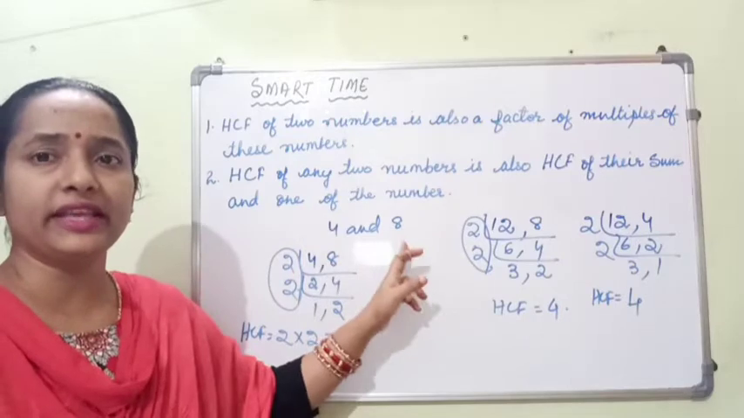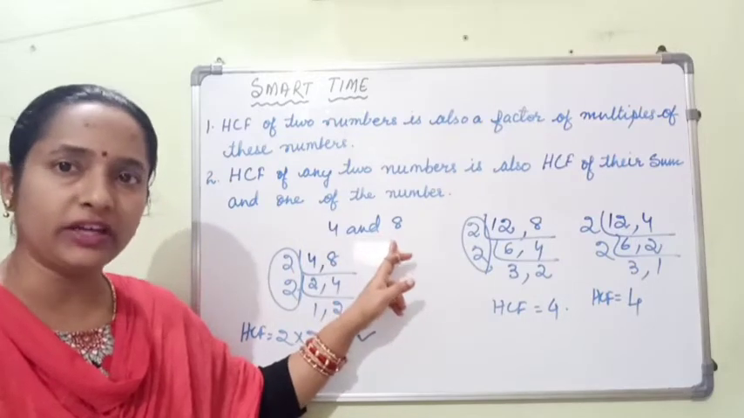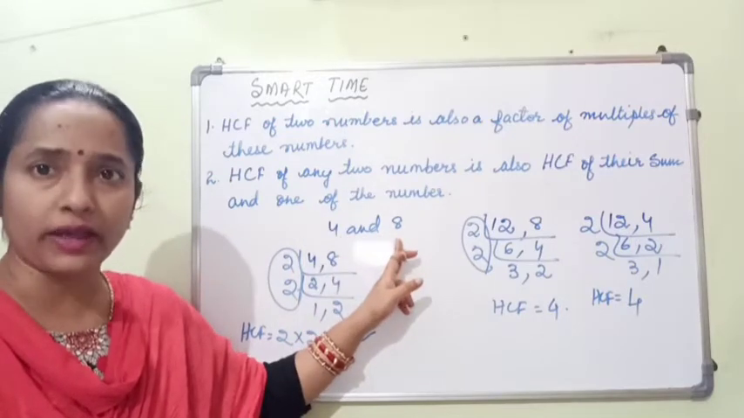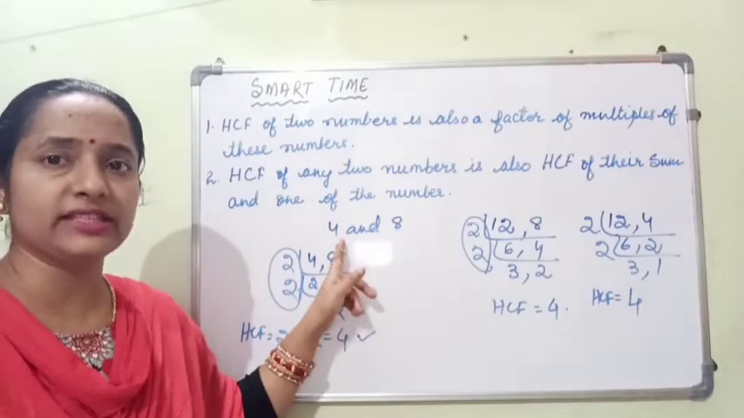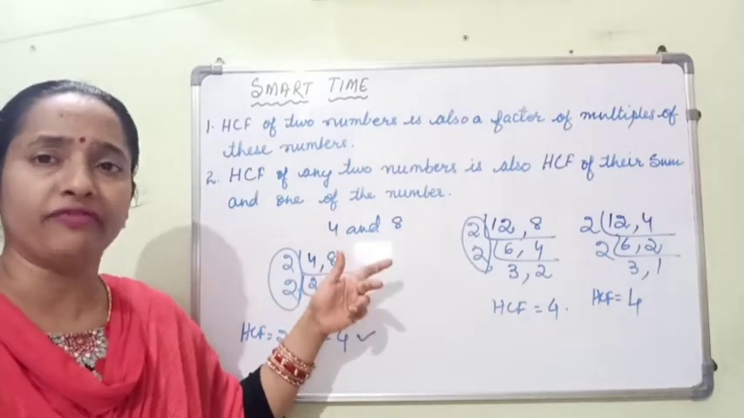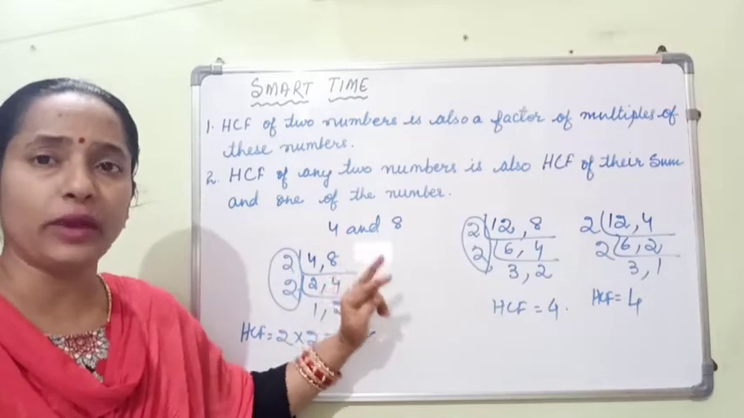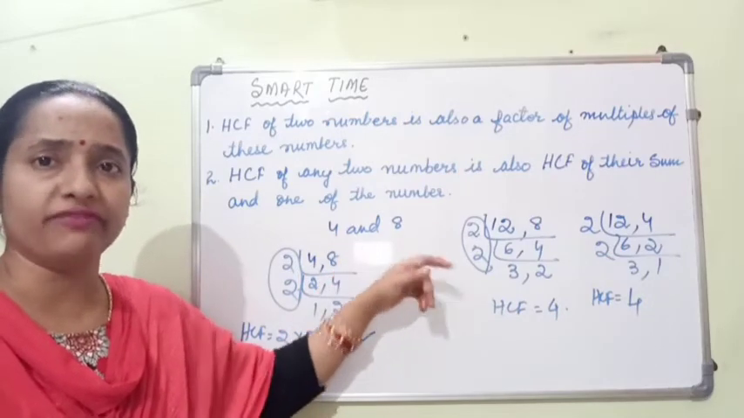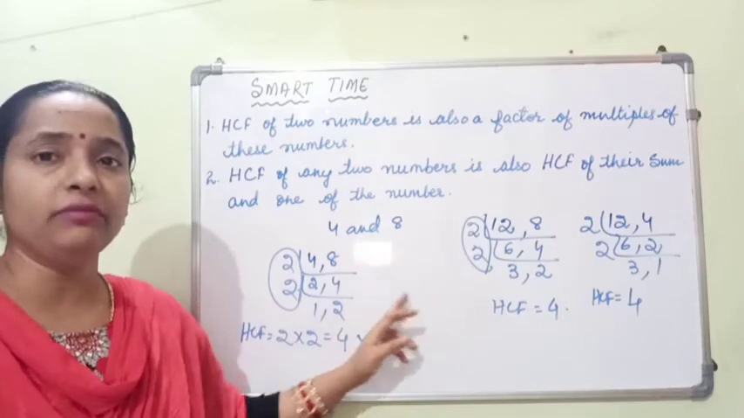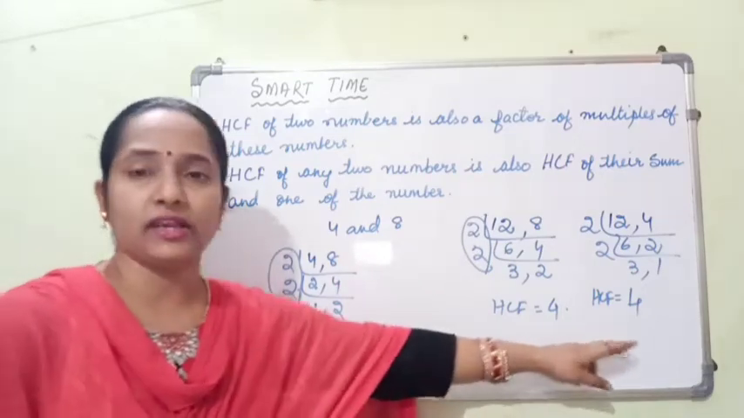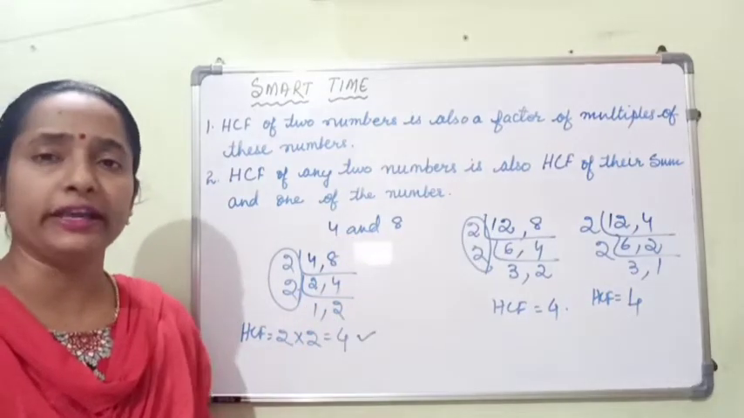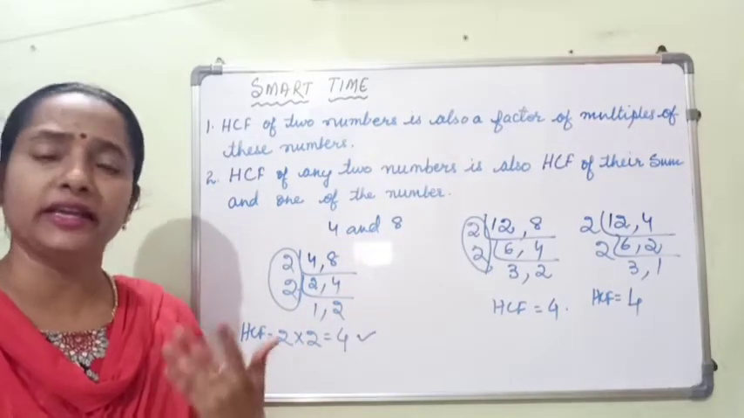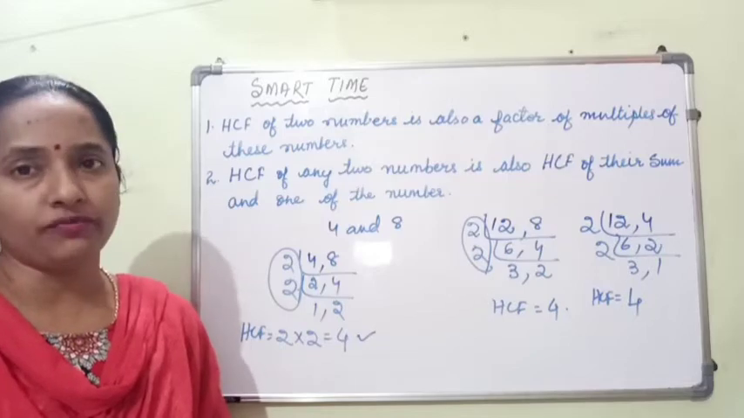If you find their sum, 8 plus 4 is 12, and take any one of the numbers, either you take 12 and 4 and find their HCF, or you take 12 and 8 and find their HCF, every time you will get the same HCF. Here I have taken two numbers, 4 and 8. You can take any other two numbers and check this.